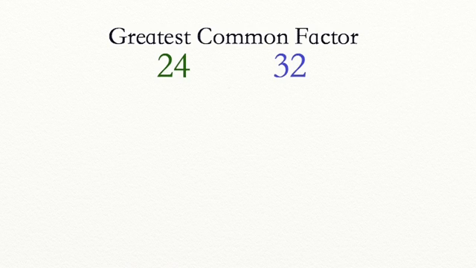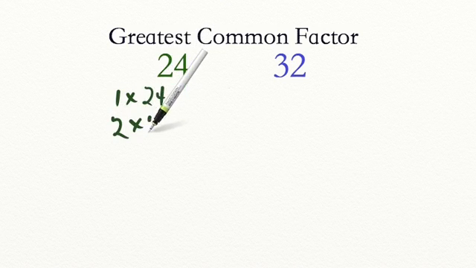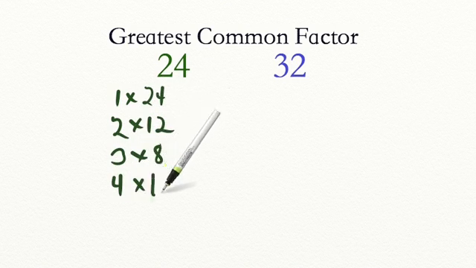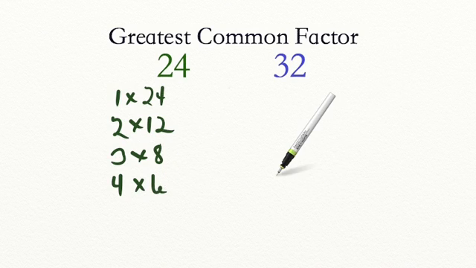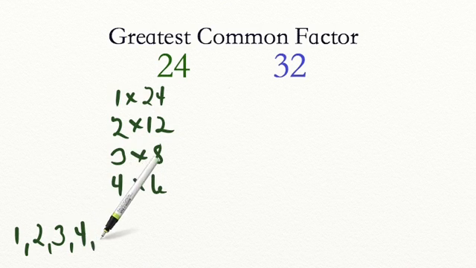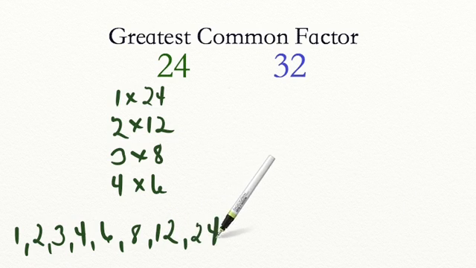Our first step in finding the greatest common factor of two or more numbers is to list out all of the factors for each number. So let's go ahead and find the factors for the number 24. We can multiply 1 times 24, 2 times 12, 3 times 8, and 4 times 6. There aren't any other whole numbers that we can multiply together to equal 24. So now let's list those in order from least to greatest. The factors of 24 are 1, 2, 3, 4, 6, 8, 12, and 24.